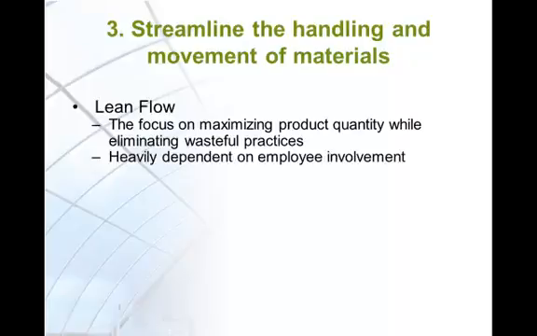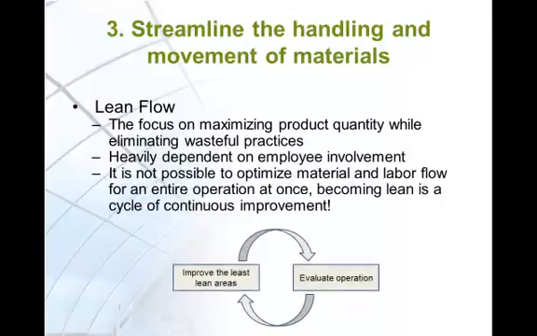Becoming lean is heavily dependent on employee involvement. It is not possible to optimize material flow for an entire operation at once. Becoming lean is a cycle of continuous improvement.